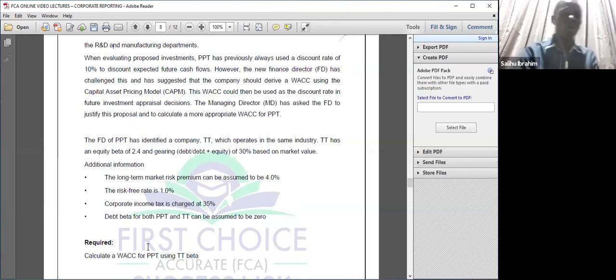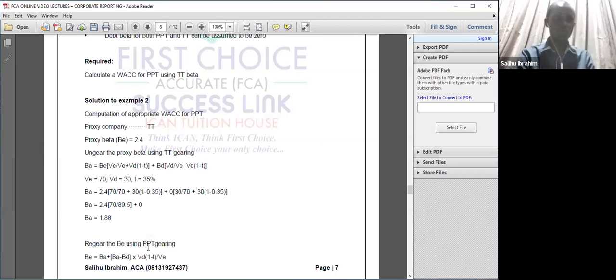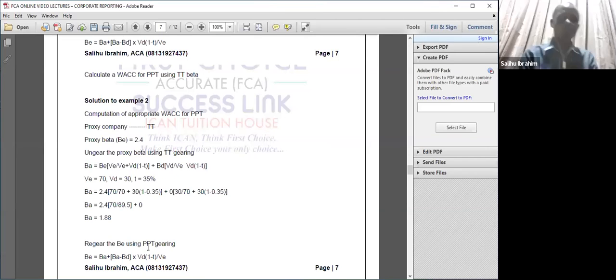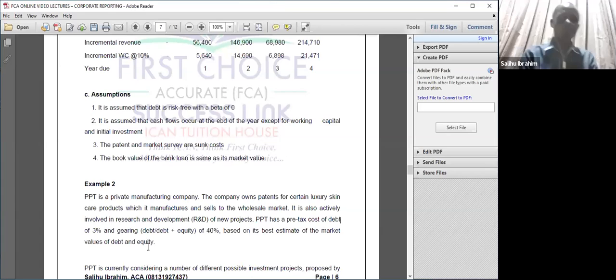Now, I can go and read the question as a whole, paying attention to the information I need to be able to compute cost of capital. PPT is a private manufacturing company. The company holds patent for certain luxury skin care products, which it manufactures and sells to the wholesale market. It is also actively involved in research and development, R&D, of new projects.